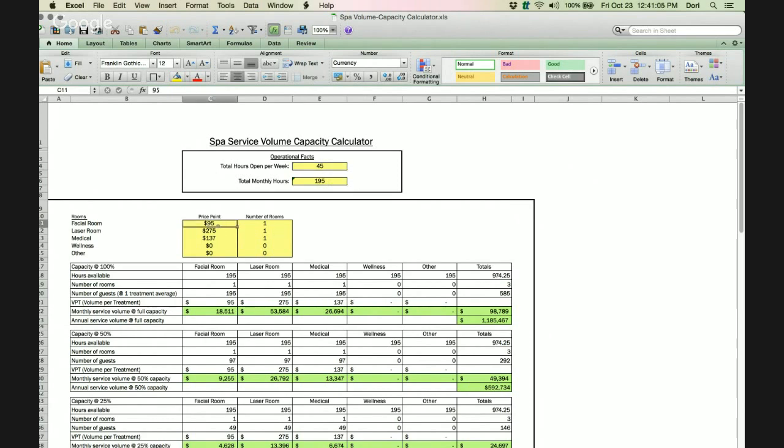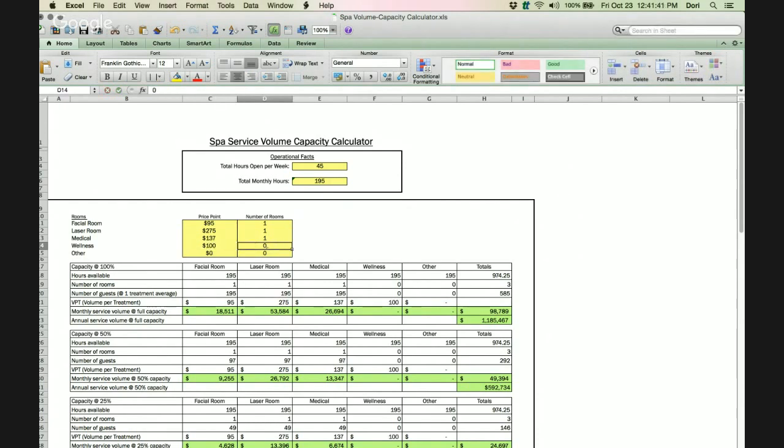Then what you want to do is run some numbers to see what is your average volume for, let's assume, facials. Let's say you're averaging $95 per facial. Maybe you have a laser treatment and you're averaging about $275 per hour out of that treatment room. And then maybe you have a medical or a weight loss or whatever you want. These names on the side can be changed and customized according to what you actually do. Let's say you also have a wellness center and you're averaging about $100.